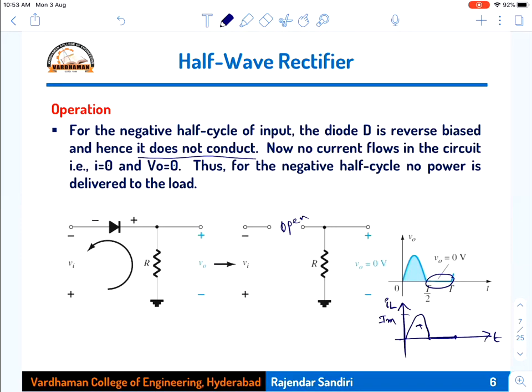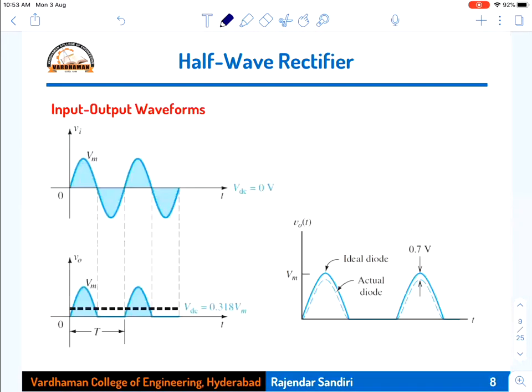Next, the overall waveforms will be like this. The input voltage is like this. Vm is the peak value, with positive cycle and negative cycle alternately changing their states. And the DC value of this is 0, because the average value is the DC level.